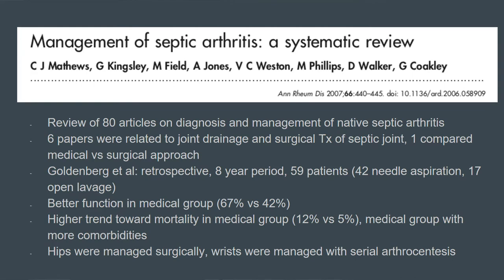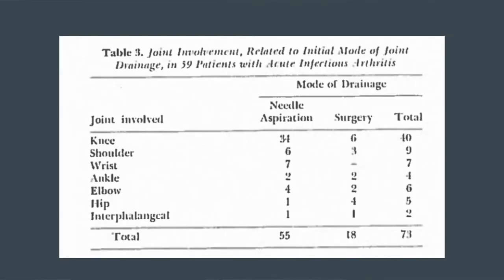But they had a higher trend toward mortality in the medical group, and they attributed that to their patients being sicker, older, and presenting with more sepsis. In the study, the hips were again managed medically, and the wrists were managed with arthrocentesis. Here they looked at the needle aspiration versus the surgical group, and as you can see, 34 knees versus 6, and then the hips were 4-to-1 surgery.